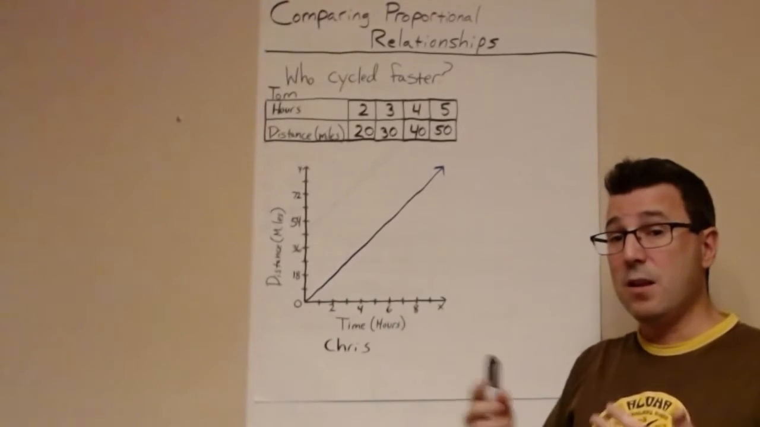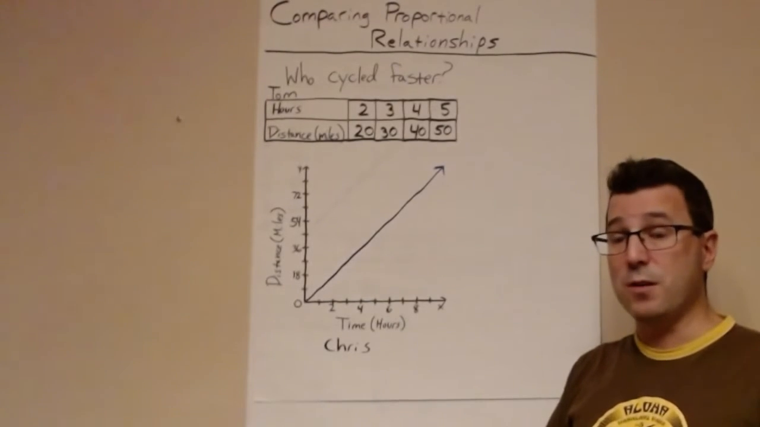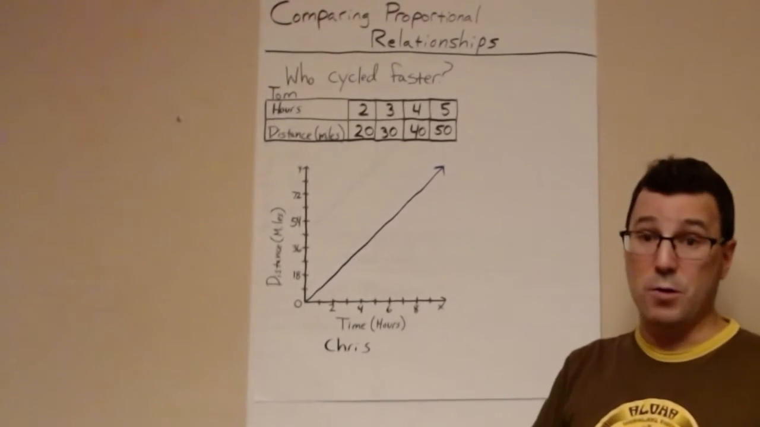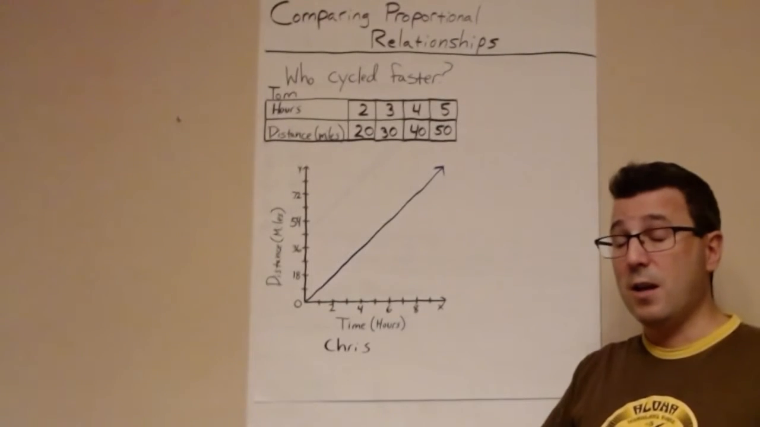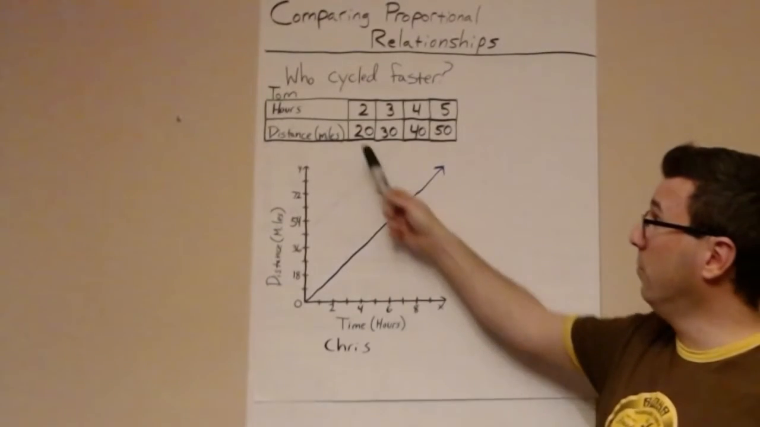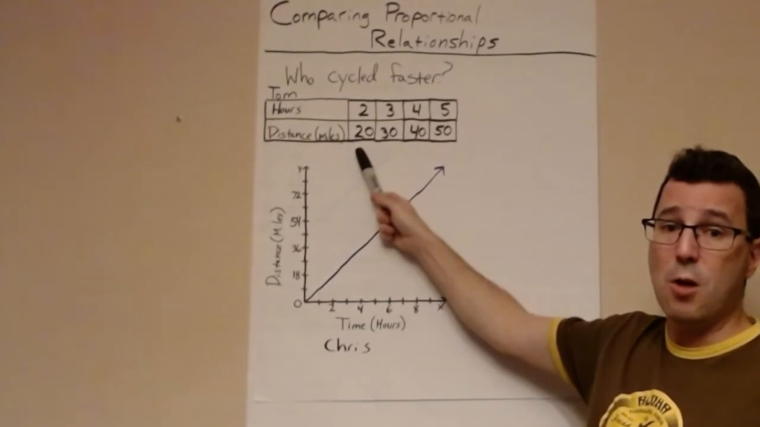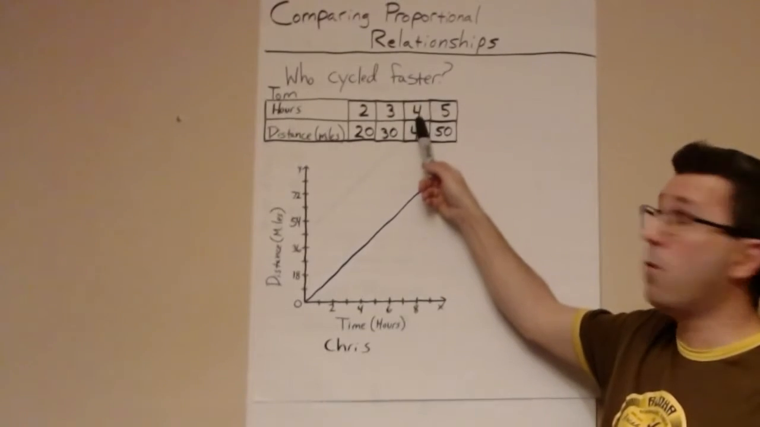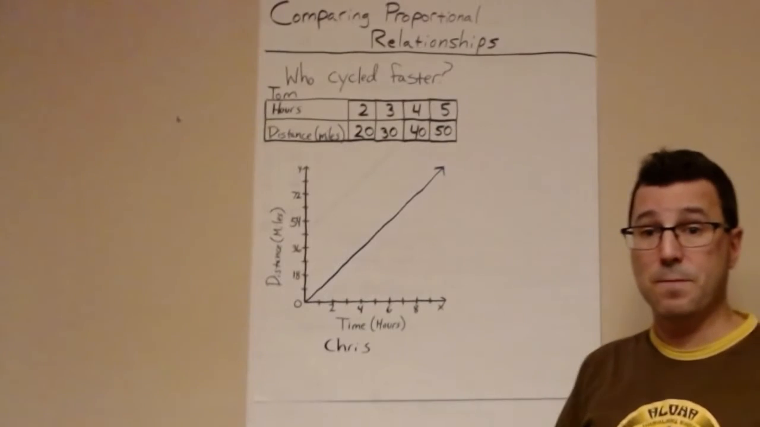And that's another thing. We want to make sure that when we compare, we're comparing the same units of measurement. So we need to make sure that if one person is doing hours, the other person's hours. If one person is miles, the other person is miles. If they're different units, then we got a couple extra steps to do. So I look here and I see that in 2 hours, Tom is going 20 miles. In 3 hours, it's going 30 miles. 4 hours, 40 miles. 5 hours, 50 miles.